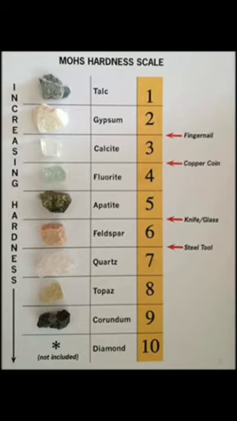So let's go through the Mohs scale as you can see in this picture. As you move down the scale, hardness increases. At number 1 is talc, second gypsum, third calcite, fourth fluorite, fifth apatite, 6 is orthoclase or feldspar, 7 is quartz, 8 topaz, 9 corundum, and the hardest one is diamond.